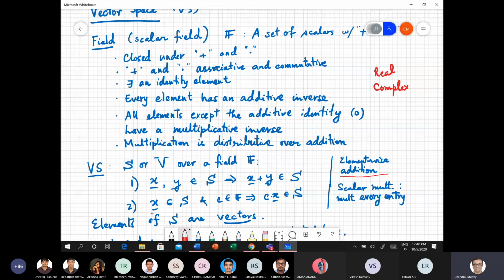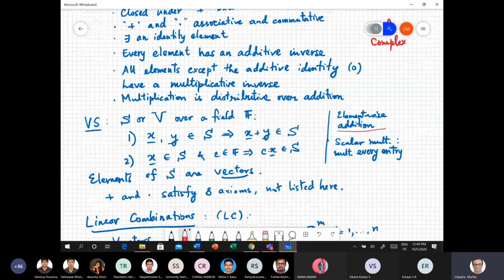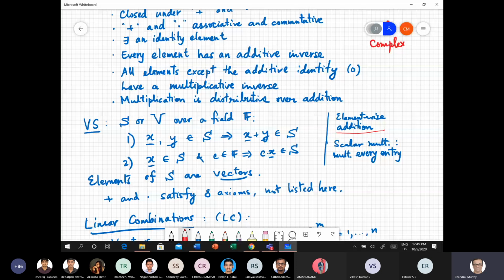If I take X belonging to this vector space S and any C belonging to this field F, then C times X also belongs to S. And this scalar multiplication is defined as multiplying every entry of this X. And these elements of S are called vectors. Addition and multiplication, which are used here, satisfy a set of eight axioms, which I'm not going to list here. But for the purposes of this course, let's just think of it as element-wise addition and multiplying every entry of this vector X by this scalar.